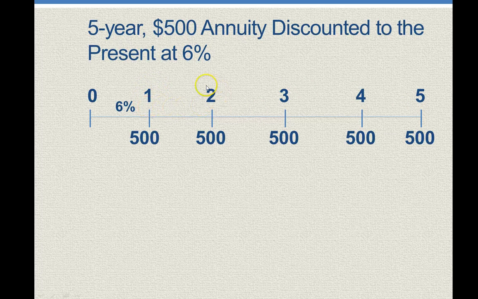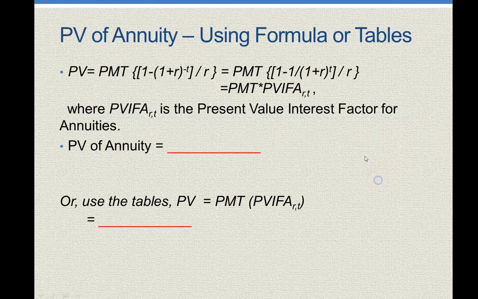Suppose the first payment starts from year 2, and you can still have 5 payments, right? The annuity can continue for 5 years. So in that case, the final payment actually takes place at year 6. So the final payment's year number is not the same as the number of payments. The number of payments stays the same, it's 5 payments. So the power here, this T here, that's the number of payments. So we need to be very, very careful.